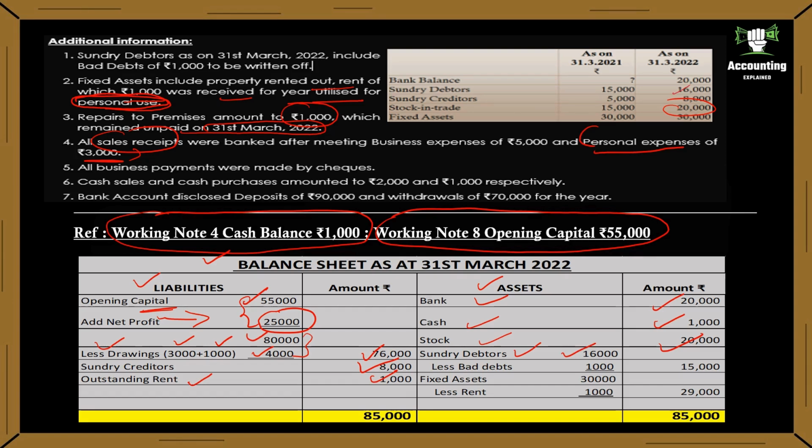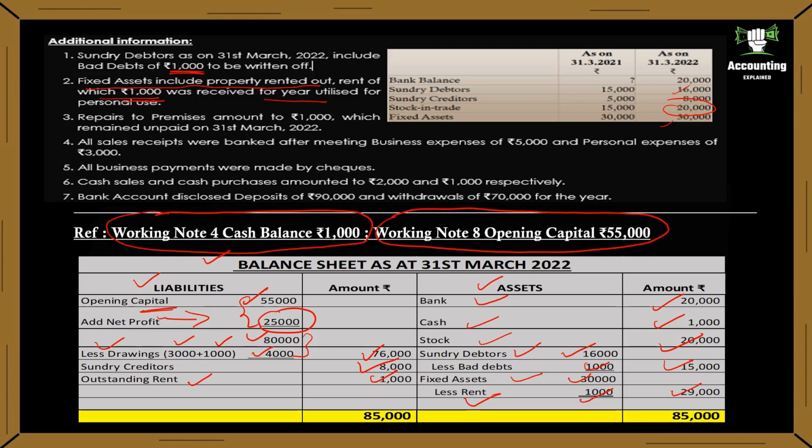16,000 less bad debts. See the first point: sundry debtors as on 31st March 2022 include bad debts of rupees 1,000 to be written off. Okay, so deduct that 1,000 from sundry debtors. So the total debtors comes to 15,000. Next, fixed assets, take in the inner column 30,000. Again see here, fixed assets include property rented out, rent of which 1,000 was received for a year. So that rent has been included in the fixed assets. So deduct that rent from the fixed assets, less rent 1,000. So the outer column of fixed assets will have 29,000.